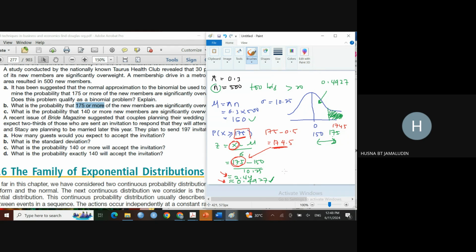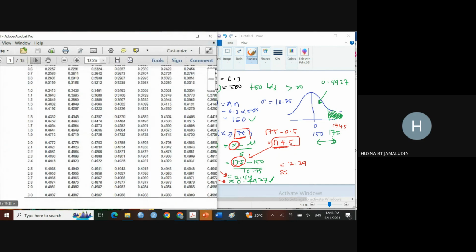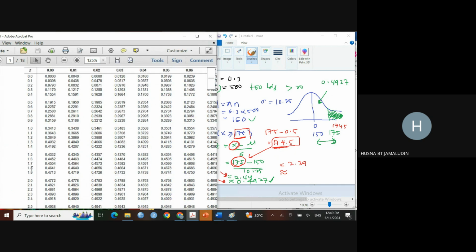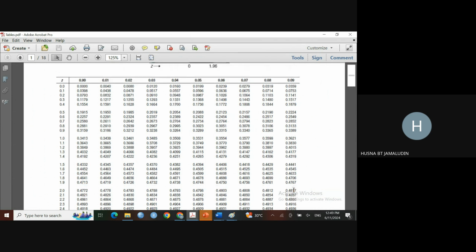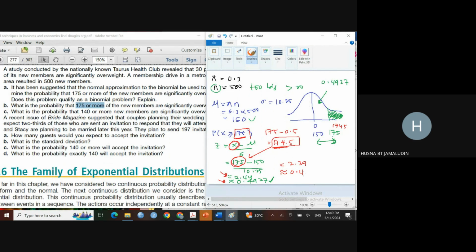Okay, can someone help me to fix this? If you change 175 into 174.5, what will you get for the z value? Use your calculator right now. 2.39. Okay, let me adjust this. 2.39, right? And then change this z value into the probability. 2.3, where is it? This is 2.3, and the 9 is at the end. So the value is 0.4916. So we'll put here 0.4916.